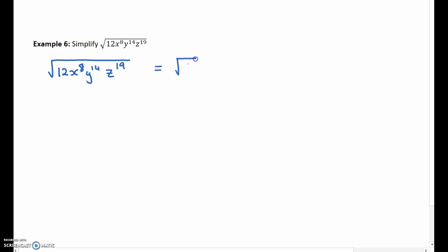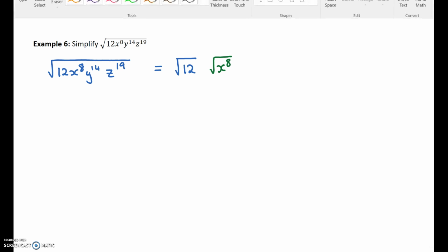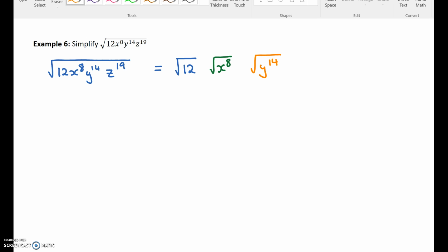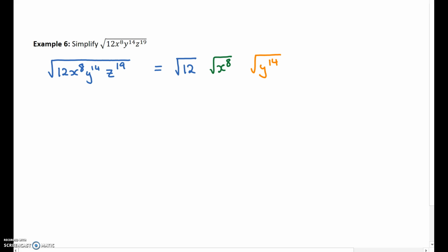We're going to go the square root of 12. That's the number. And then let's be colorful about this and do the x's next. So that's the square root of x to the power of 8. And let's say we do the square root of y to the power of 14 next. And then finally the square root of z to the power of 19. So what we've done is split up the number and each of the variables individually.